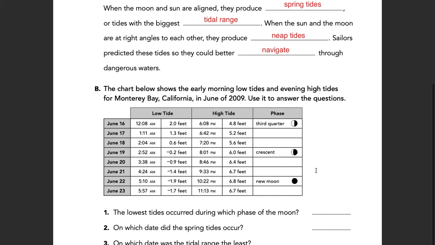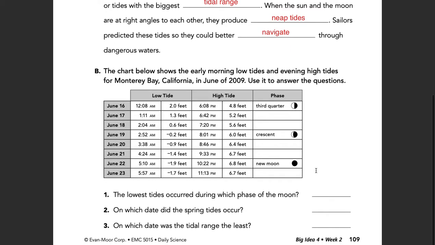So there's part A. Part B, the chart below shows the early morning low tides and evening high tides for Monterey Bay, California in June of 2009. Use it to answer the questions. So it wants us to find the lowest tides occurred during which phase of the moon. Lowest tides. So here's our low tides.